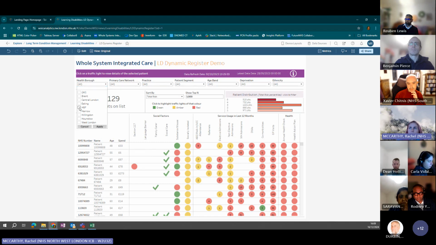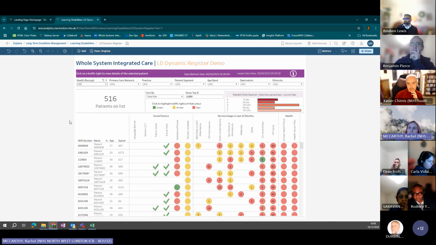So I'm going to just narrow this list down a little bit further and look at the H&F demo patients. What I can see here is a total number of patients who meet the criteria. So this is telling me I've got 516 individuals who have a learning disability condition. And over here, if I had more than 1,000, the dashboard restricted to the top 1,000, but any user could change that and make it higher. But obviously within my list, I've got under 1,000 anyway.